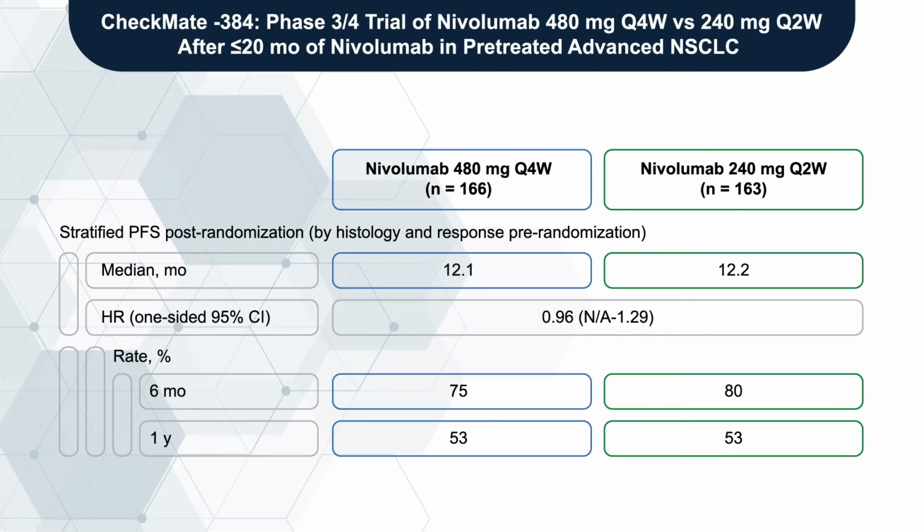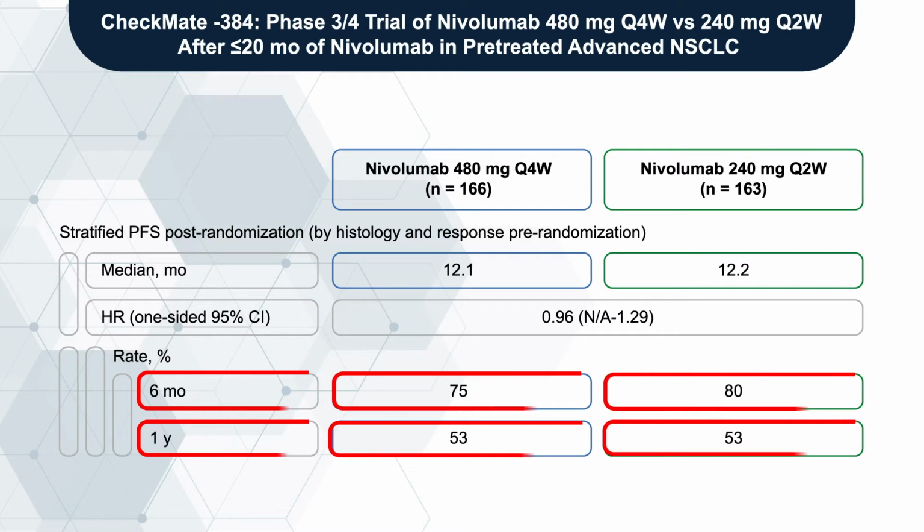This concept was explored clinically in the Checkmate 384 trial, which compared the safety and efficacy of Nivolumab administered at a flat dose of 480 milligrams every 4 weeks versus 240 milligrams every 2 weeks in patients with non-small cell lung cancer who were being treated in the second line. Safety profiles and rates of progression-free survival were similar between the two groups.